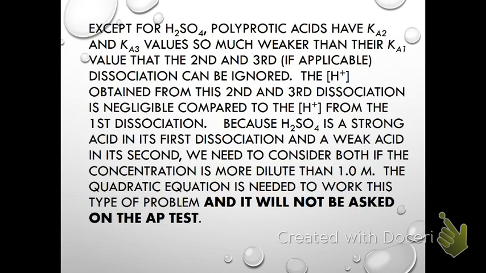Okay. Except for H2SO4, polyprotic acids have Ka2 and Ka3 values that are so much weaker than their Ka1 that the dissociation can be ignored in terms of the amount of hydrogen that's going to contribute to the pH. Okay? And we're going to see this in a minute in phosphoric acid. We're going to see that only the first dissociation offers any measurable hydrogen to affect the pH. But H2SO4 is a different animal.